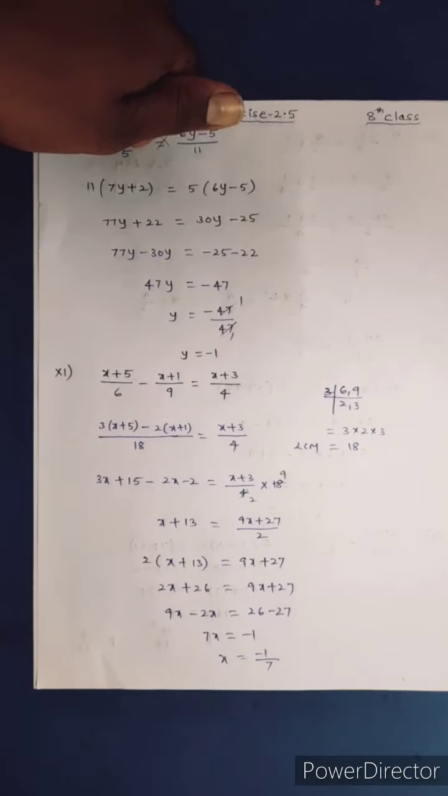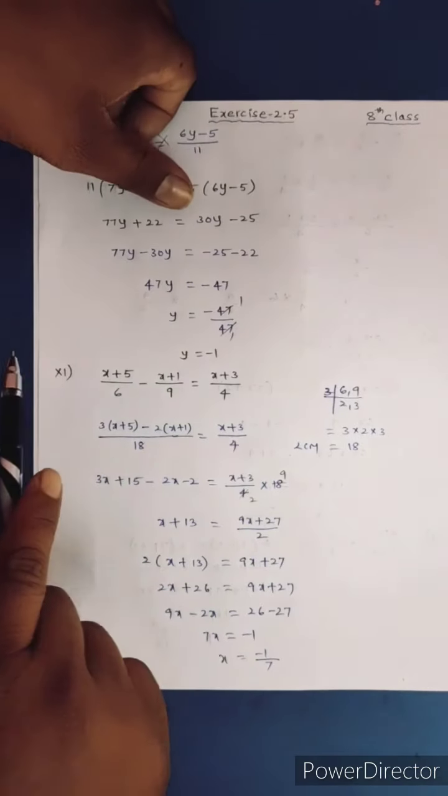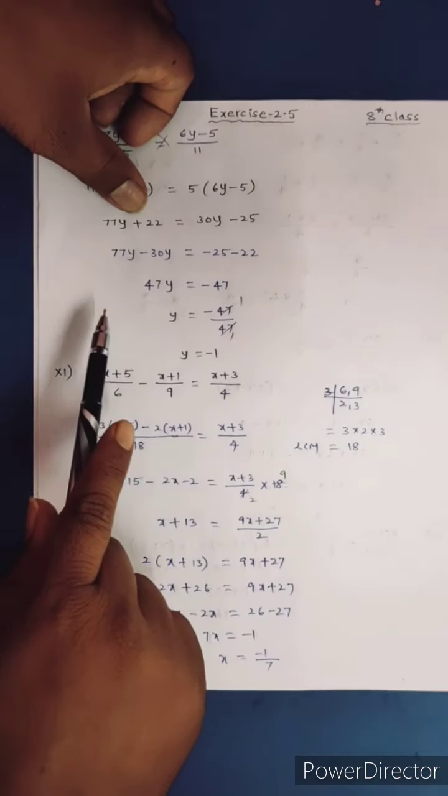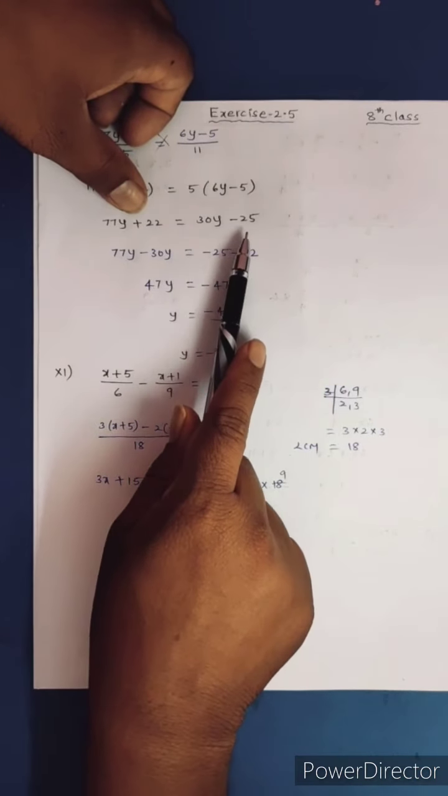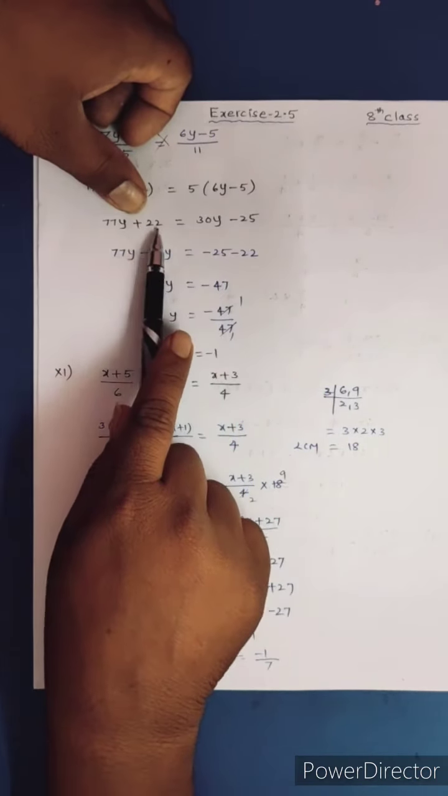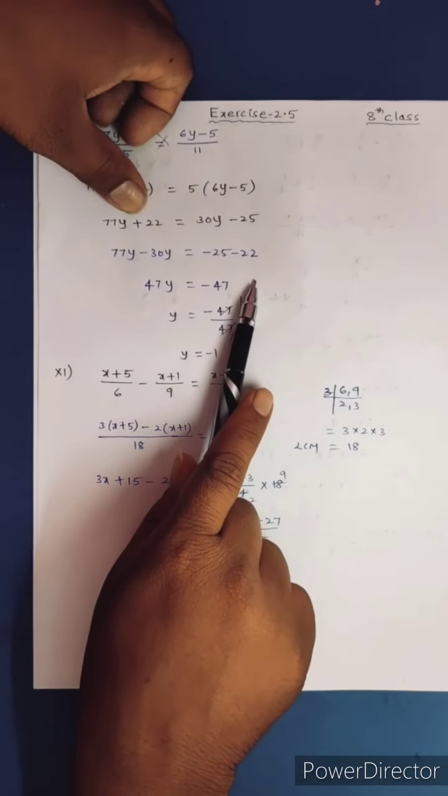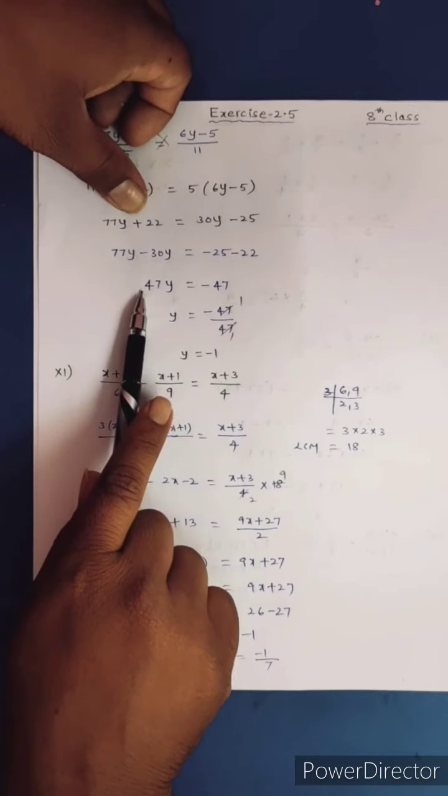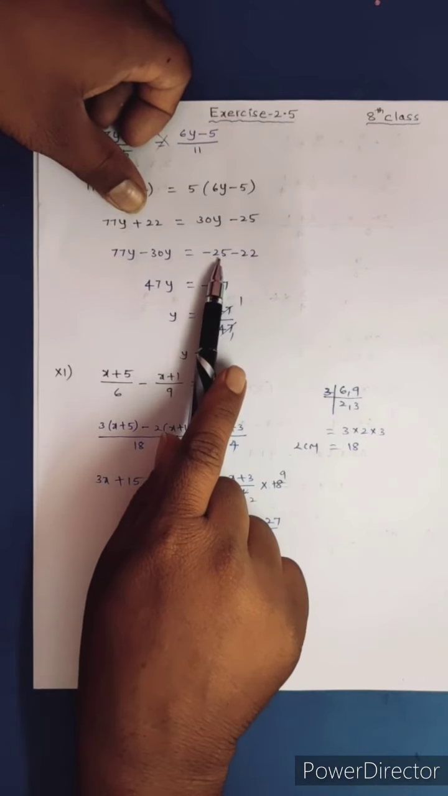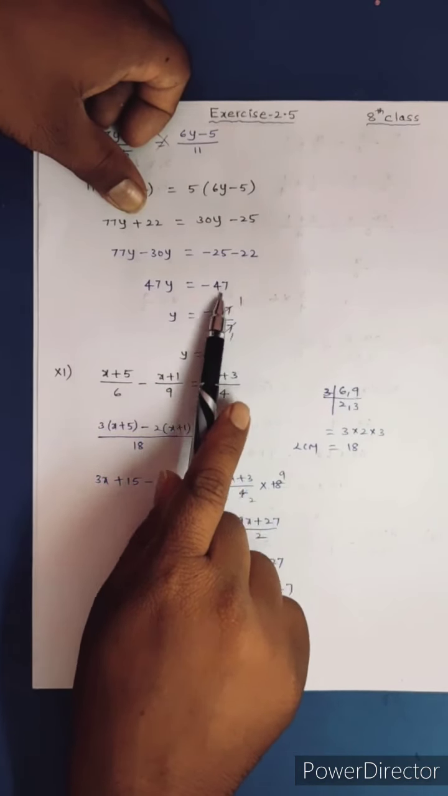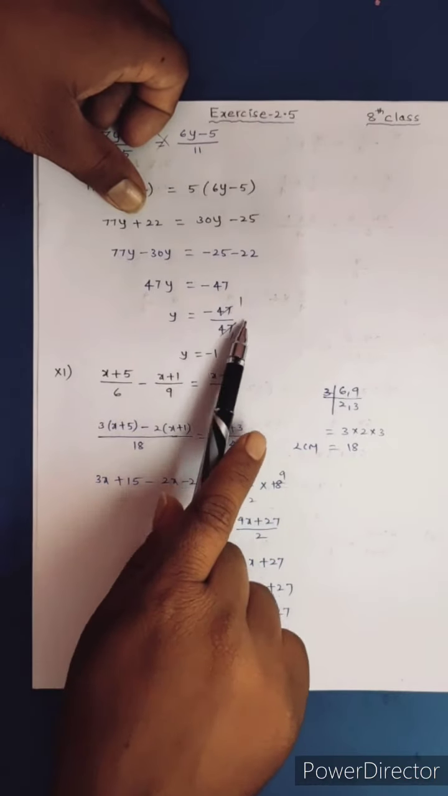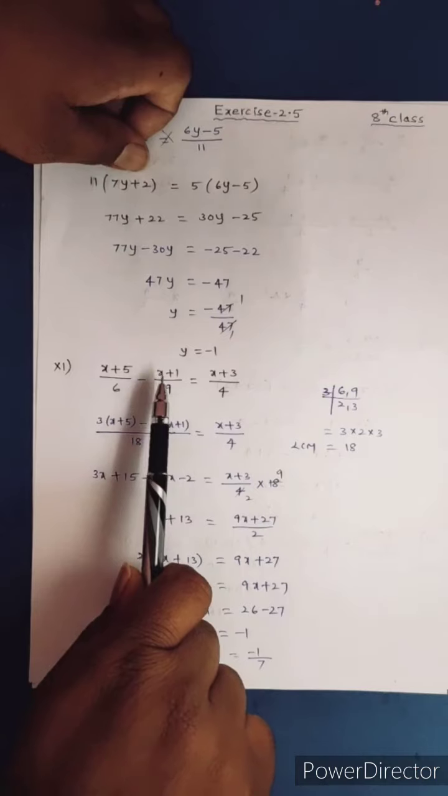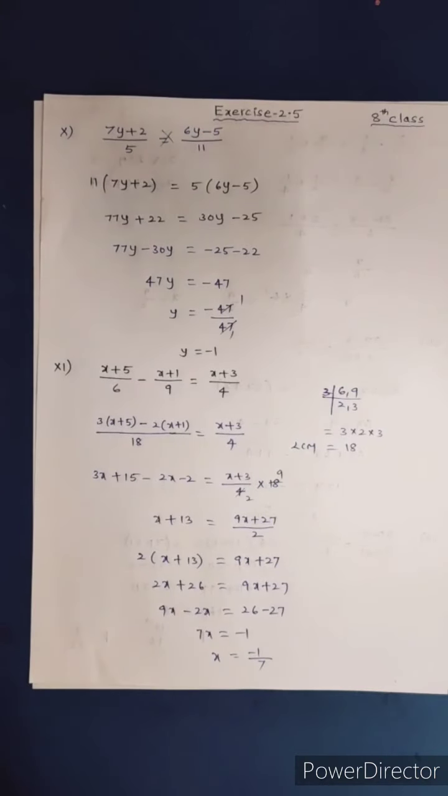5 5s are 25. Take all variables one side. 77y plus 30y is equal to, this side minus 30y. Already there is minus 25 plus 22, is equal to that side minus 22. 70 minus 30 is 40 and this is 7. 47y is equal to 25 minus 20, 45 to 47. y is equal to minus 47 by 47. 47 47 get cancelled. Value of y is equal to minus 1.